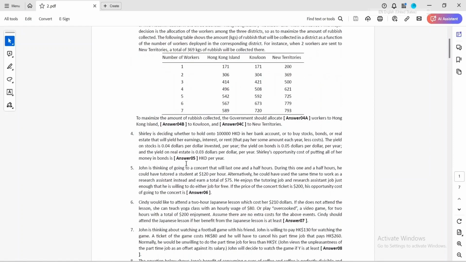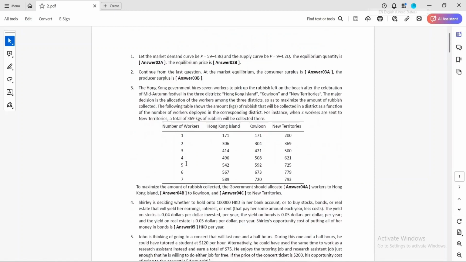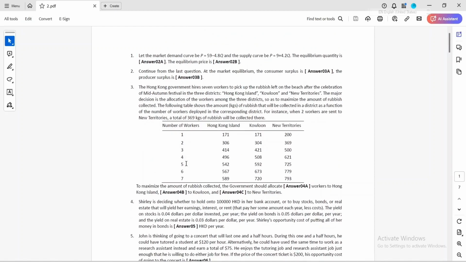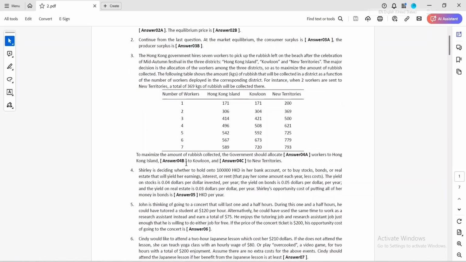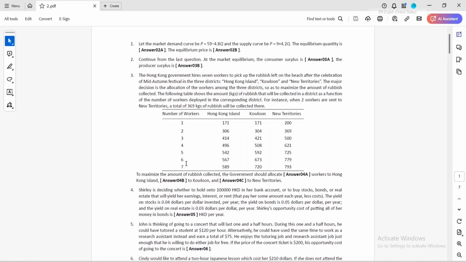And the questions in this problem set are pretty much similar to what we did in the problem set 1. So you may pause the video and try these questions. Okay, so without any further ado, let's get started.